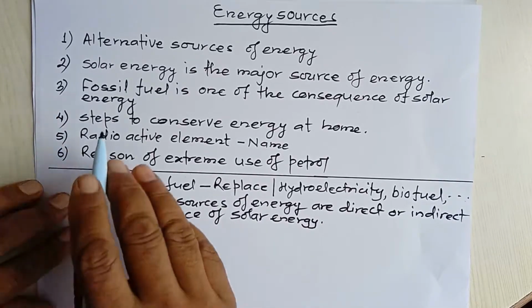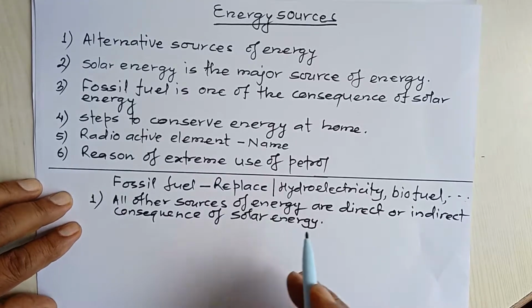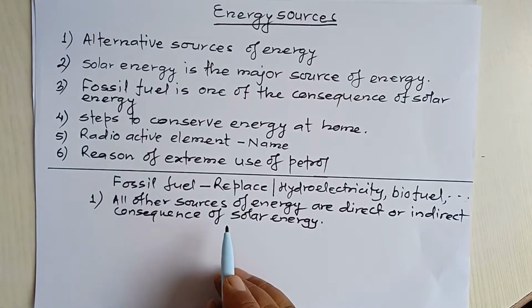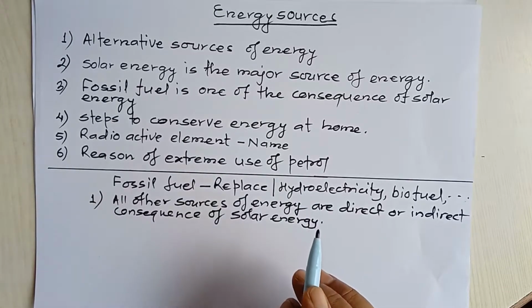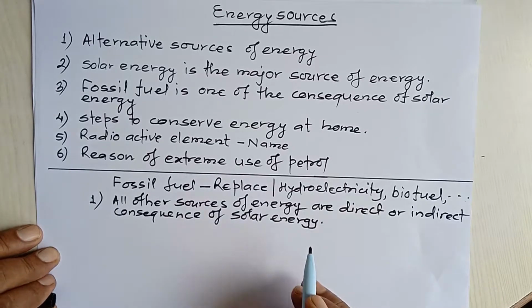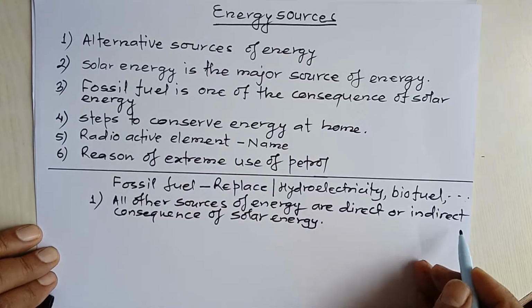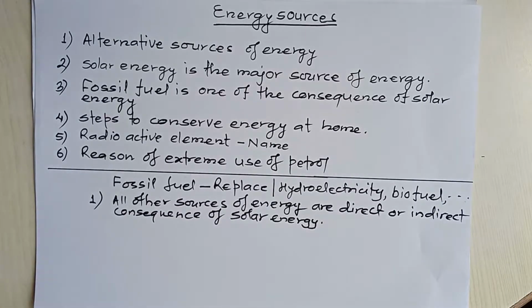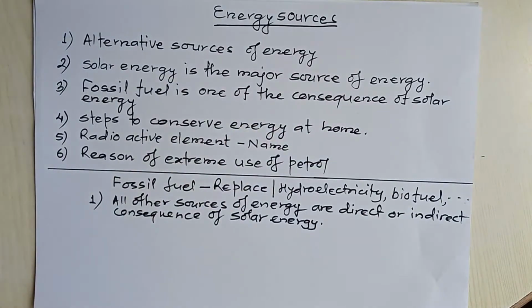How can we say that solar energy is the major source of energy? Because all other sources of energy, whether it is fossil fuel or biofuel or geothermal energy, or all other sources of energy are direct or indirect consequence of solar energy, especially hydroelectricity. So this is the major source of energy, we can say so.